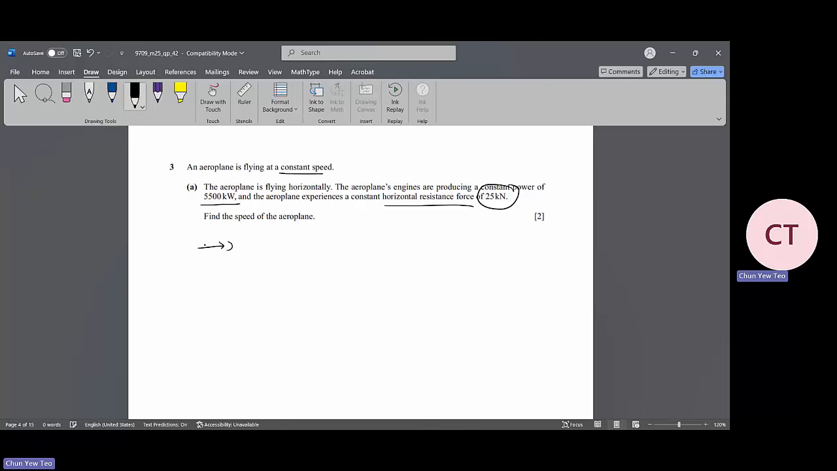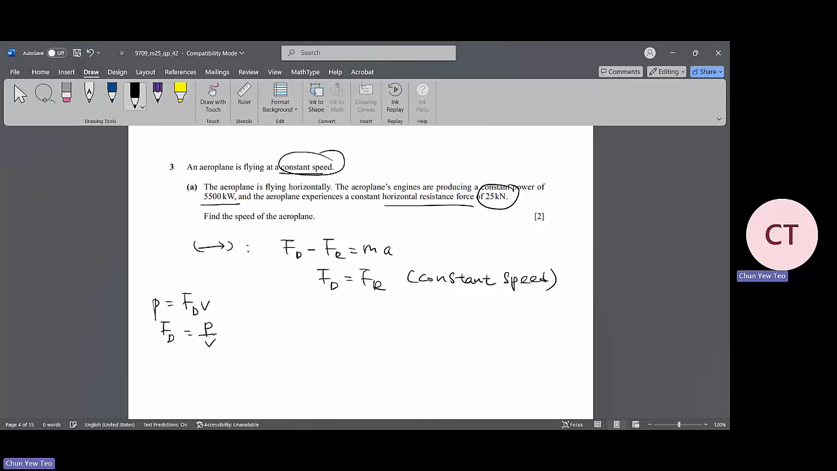So if you resolve the forces horizontally, you will see that you have a driving force minus the resistant force is equal to the MA. But because of constant speed, the A will be 0. So you get FD is equal to the FR. I just mentioned that it's a constant speed. So your driving force, because we know that the power is equal to the FV, the driving force will be the power over the V. So we just take the power divided by V is equal to the FR.